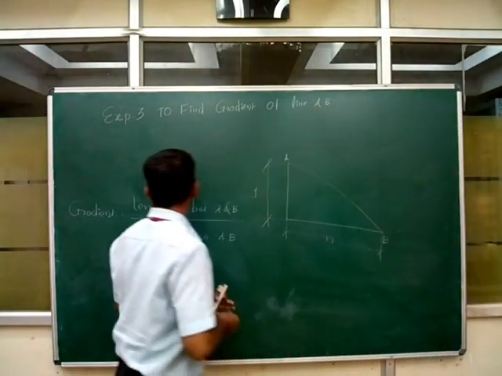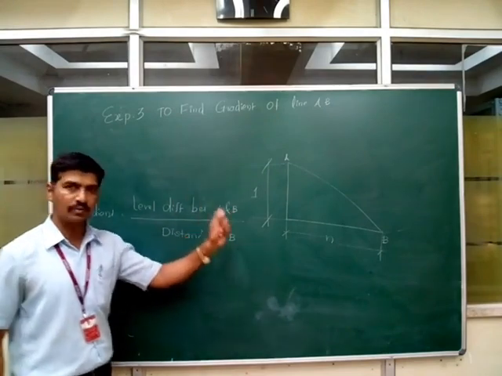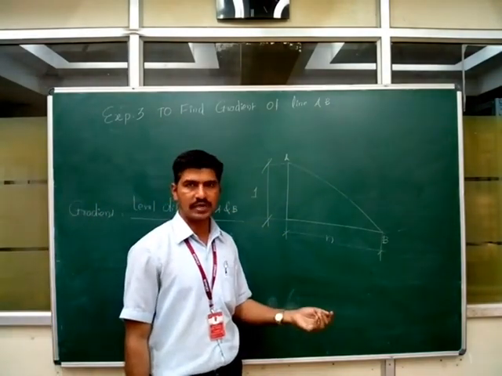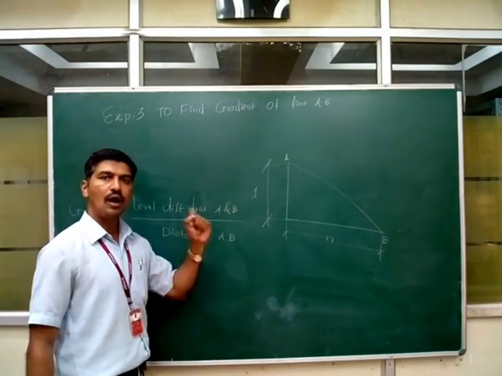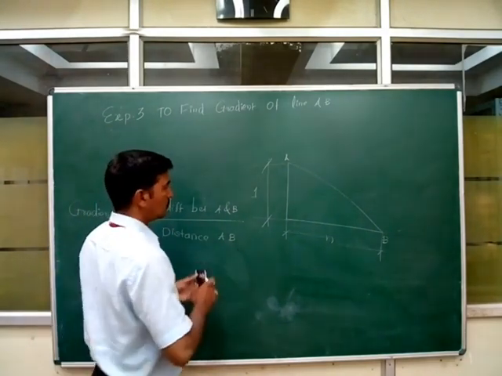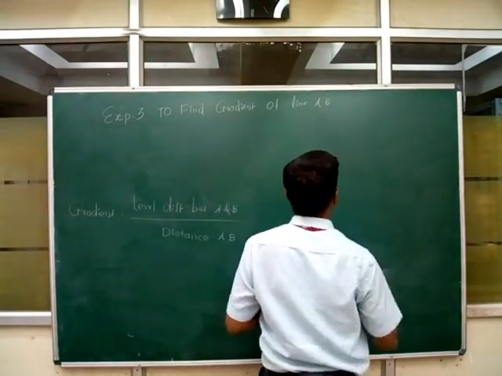So the gradient will be the level difference between point A and point B, which can be found out by referring to experiment number 2, and the distance between point A and point B. How can one find that out? To find out the distance between point A and point B, we have to use the trigonometrical formula.